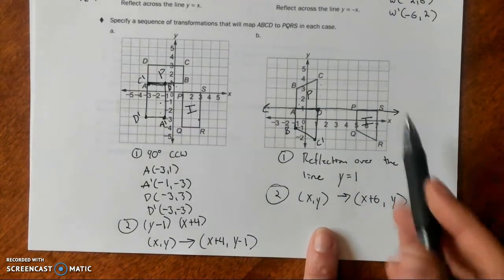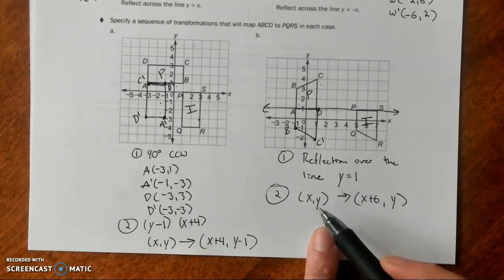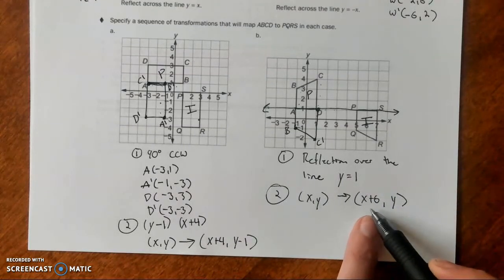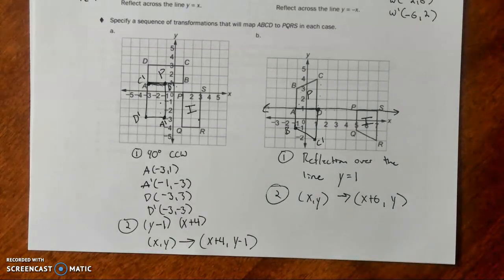So our composite transformation would be a reflection over the line y equals 1, and then a translation of plus 6 in the x direction, and nothing happened to your y.